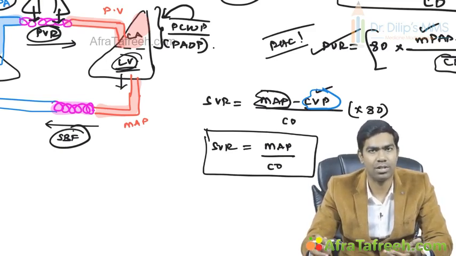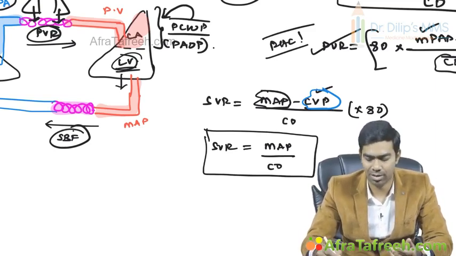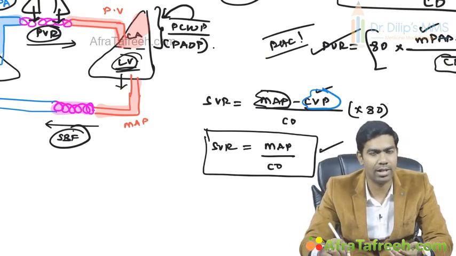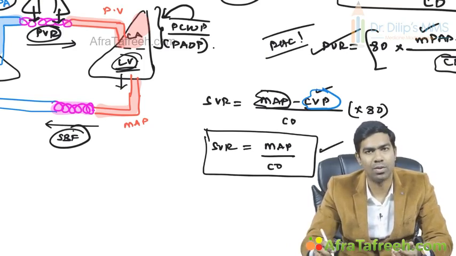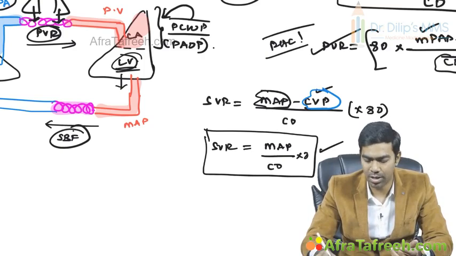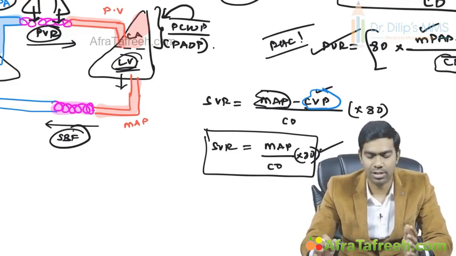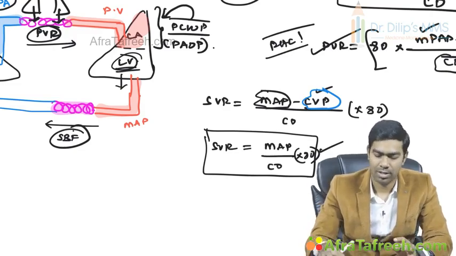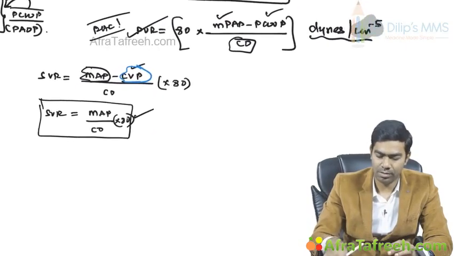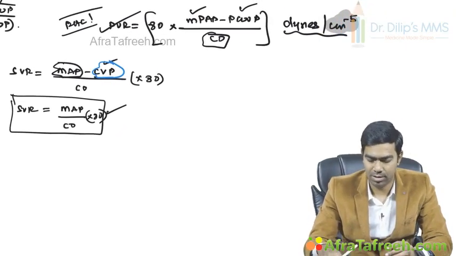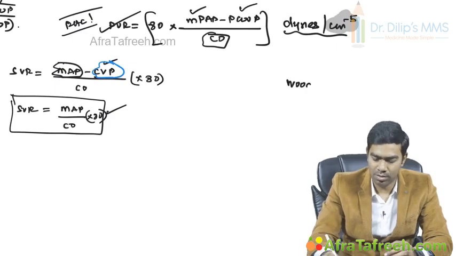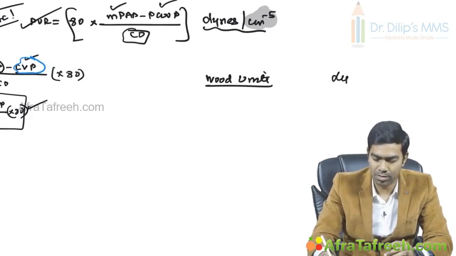So in normal physiology, CVP can be excluded because it doesn't contribute that much to the equation. So you can rewrite the equation as systemic vascular resistance equals MAP by cardiac output, and you can multiply by 80 if you want in dynes per centimeter power minus 5. So these are the resistance formulas. By this, what will be the normal resistance? You can tell in Wood units also, you can tell in dynes per centimeter power 5 also.